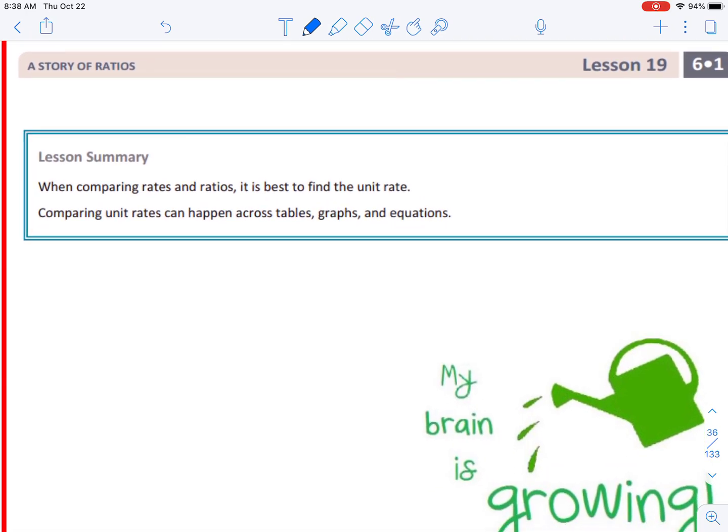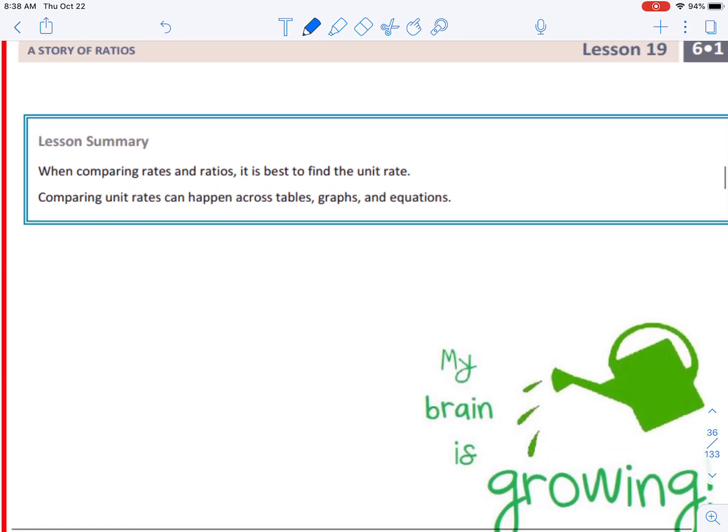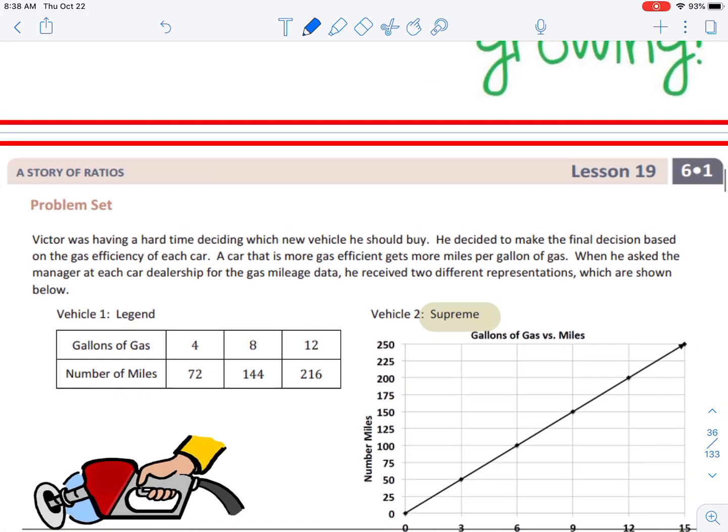All right, guys, the lesson summary, and then we're going to do the problem set together. When comparing rates and ratios, it is best to find the unit rate. We need to find the unit rate when we're comparing two different diagrams. Comparing unit rates can happen across tables, graphs, and equations. Everything we've worked on so far, we've done tables, graphs, and equations. We need to find the unit rates from each of those.